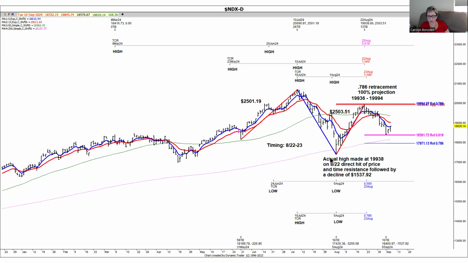Okay, so since the market was trading straight up into the timing and we had time or price resistance also, this was really an important area to watch. It took a while to unfold, but we did see that healthy reversal there.